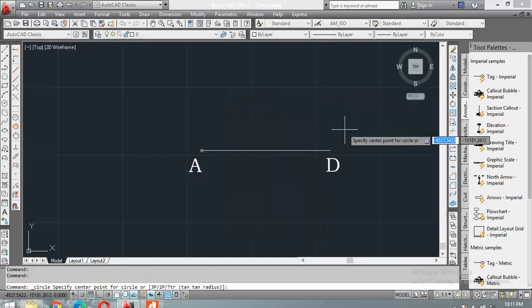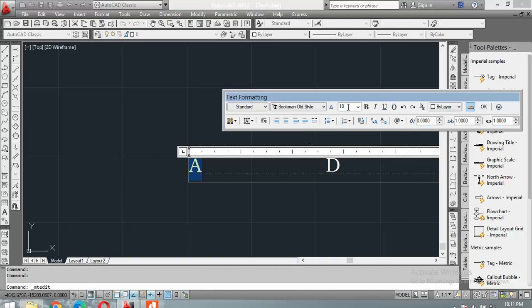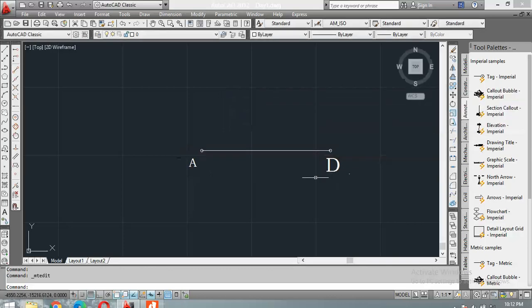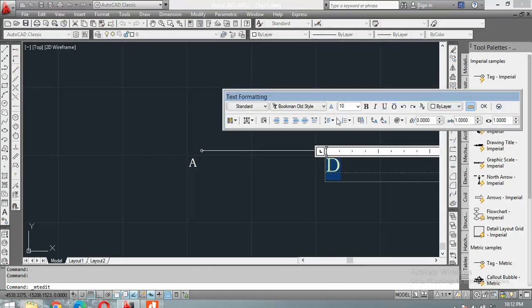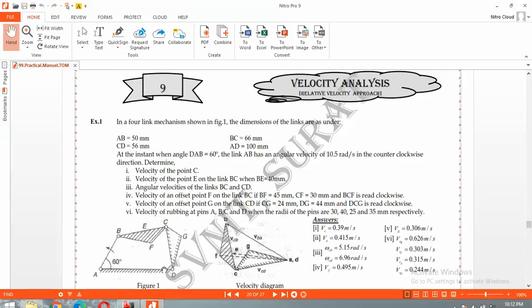But here I don't think it is required to take a scale, since even for A4 size, 100 mm length is enough. Let me reduce some font size. So the AD link is complete, which is fixed. Okay, now let us see.